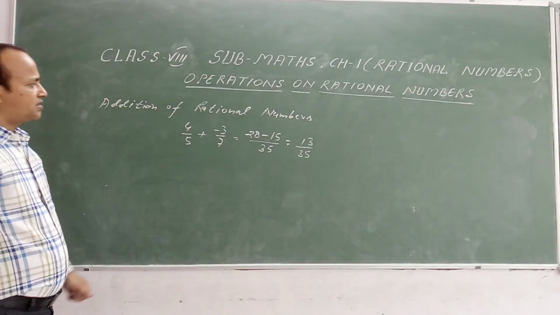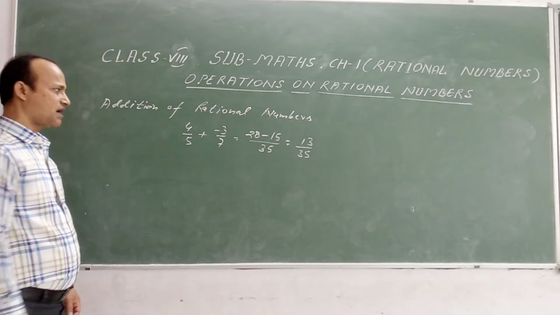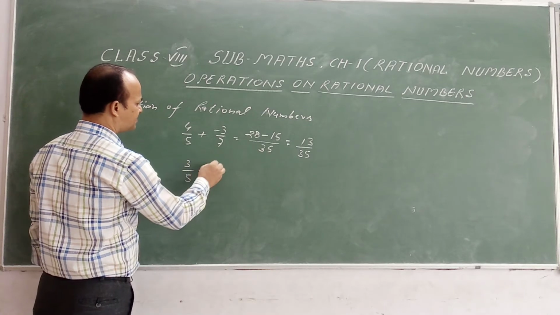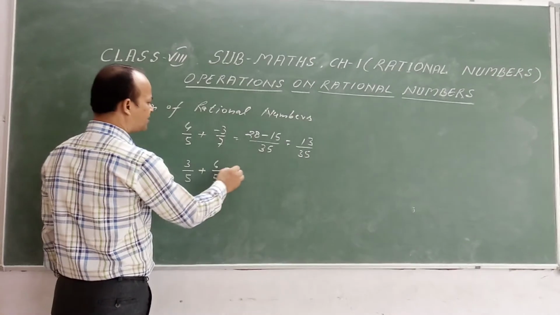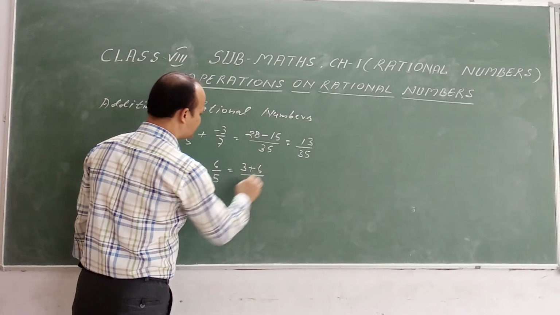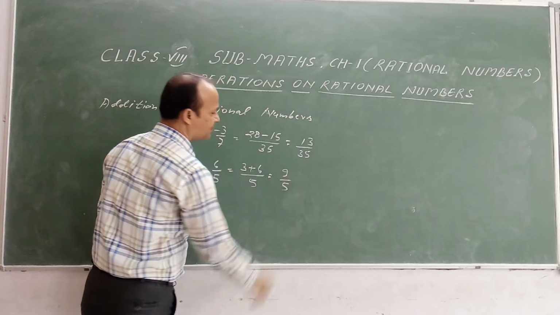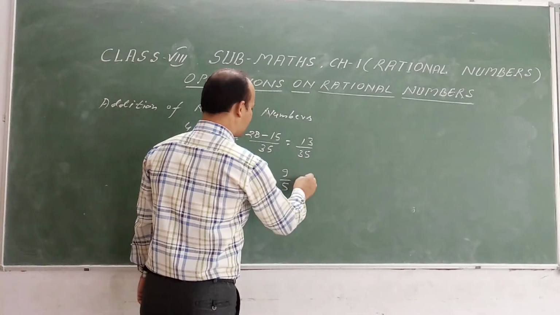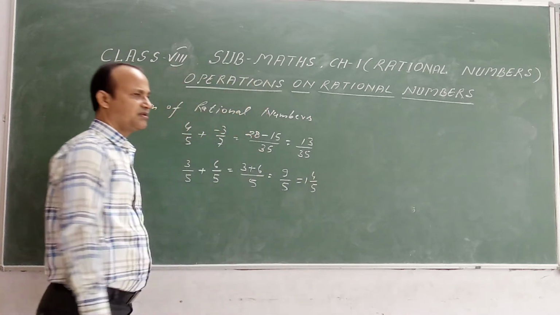If the denominators of both the rational numbers are same, in that case take an example, 3 upon 5 plus 6 upon 5. In that case, if the denominators are same, then add the numerators as it is, that is 6 plus 3, 9 upon 5. If it is in mixed number, then change into mixed number, 5 1s are 5, 4 upon 5. That will be the mixed fraction.